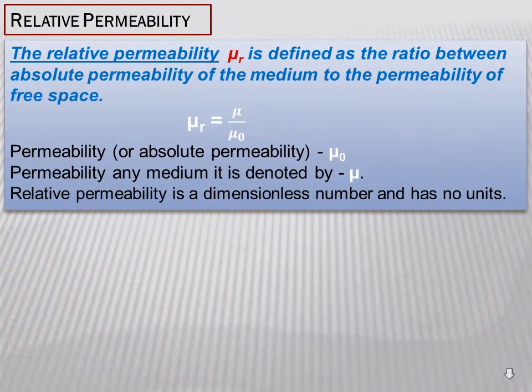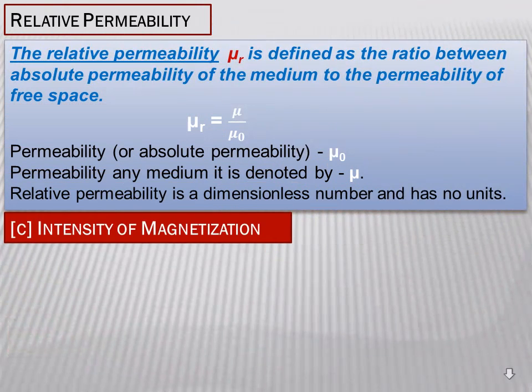Relative permeability. This is tagged with our magnetic permeability. The relative permeability mu r is defined as the ratio between the absolute permeability of a medium to the permeability of free space. Here mu r is equal to mu by mu naught, where mu naught is the permeability of free space and mu is the permeability of any medium. Relative permeability is a dimensionless number and has no units.